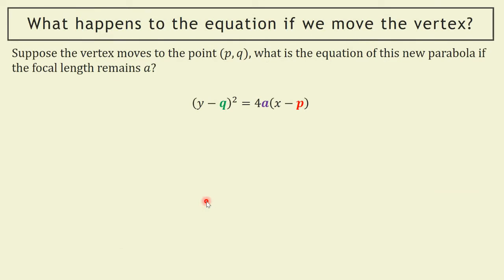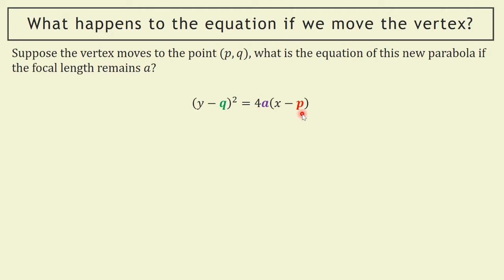What happens if we move the vertex? Just as if we were moving the center with circles, ellipses, hyperbolas, what happens? If we go to the point (p, q), then the y is going to get replaced in our equation with y minus q, just as we'd have had with a circle. And our x is going to get replaced by x minus p. Again, just like we've had with the circle, the ellipse, the hyperbola.